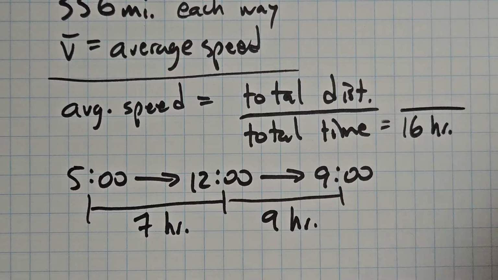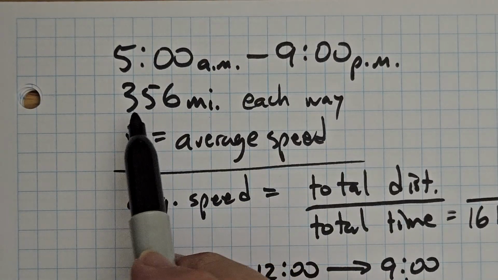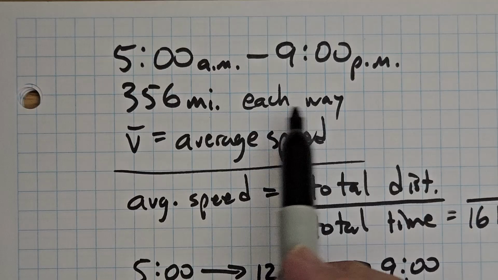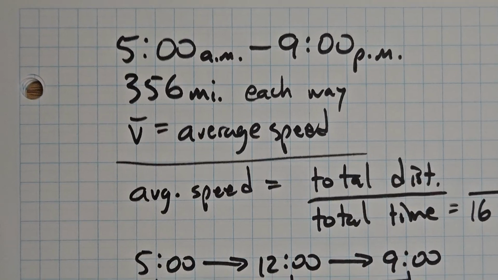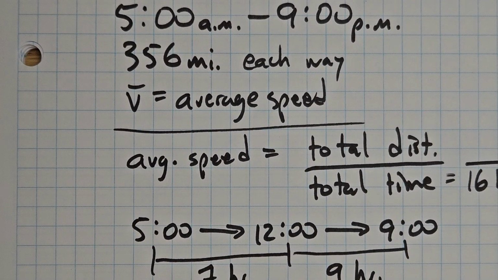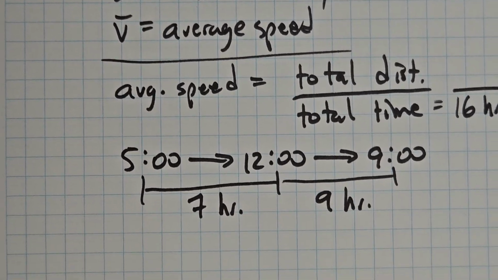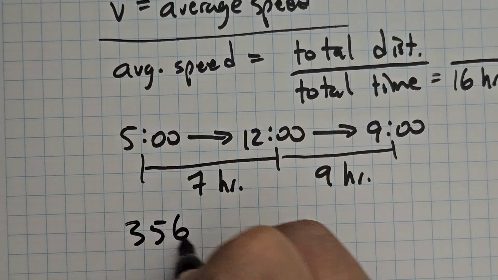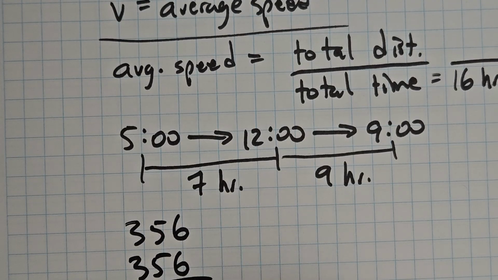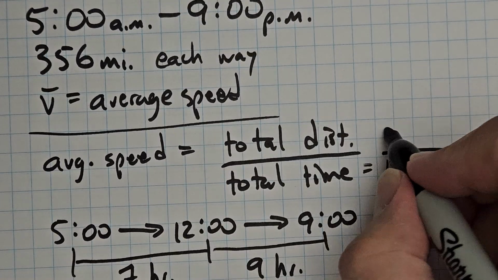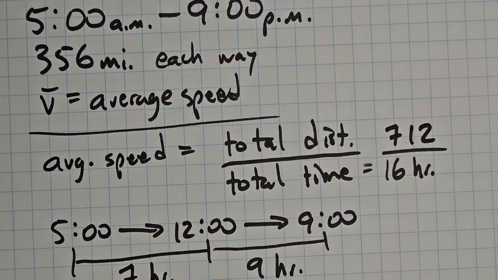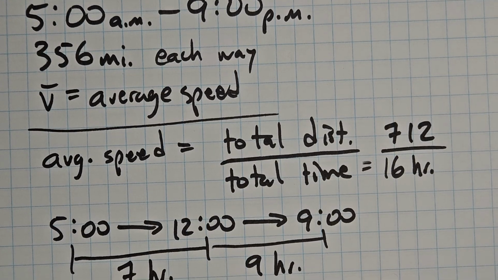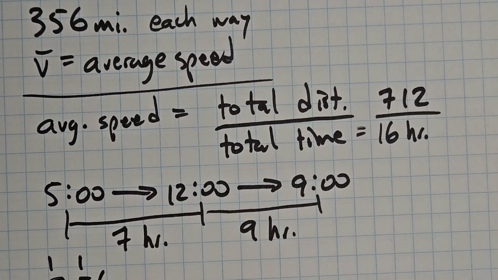Okay, let's talk about the distance. If I went 356 miles each way, meaning there and back, well, I just need to multiply it times 2 or add 2 of them together. Either way, I'll go ahead and add 2 of them together. 12, 11, 7. So that's 712 miles. Okay, in 16 hours. So let's divide or reduce.